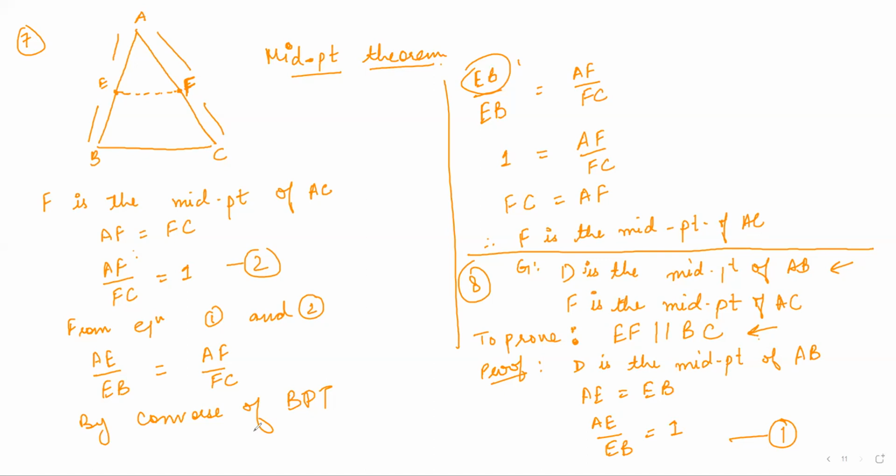Please, this has to be very clear in your mind. What is the theorem? If you know the theorem, the converse you can write. So this time the sides are coming in proportion. So converse means that the line EF is parallel to BC. Yeah. This was what we need to prove.